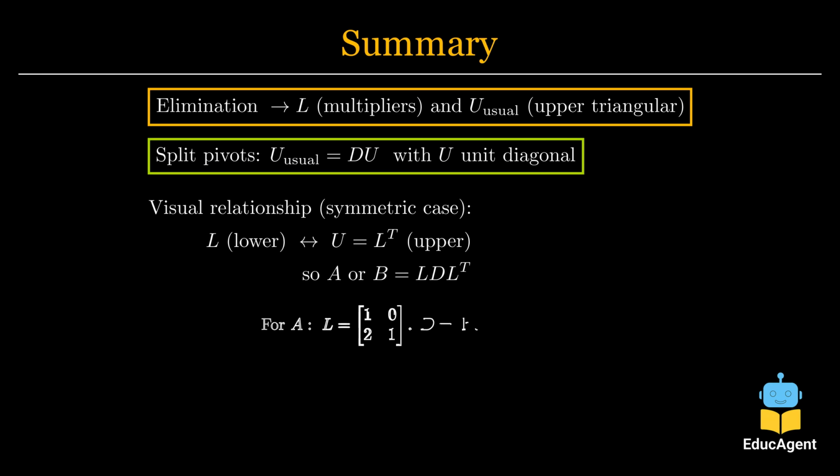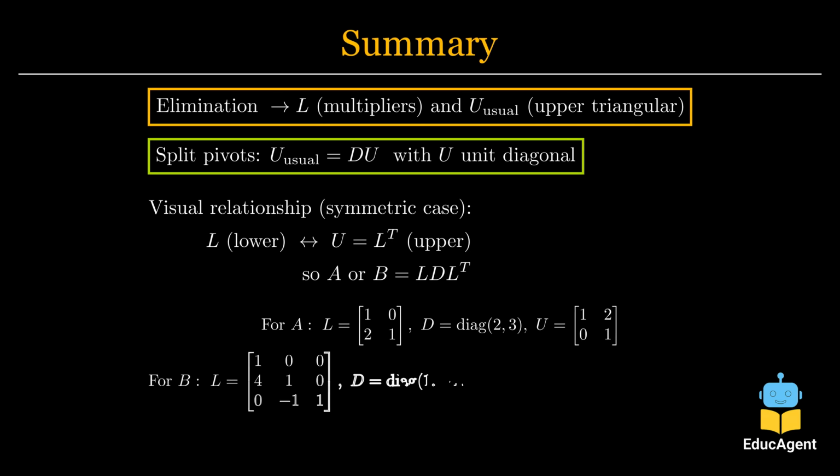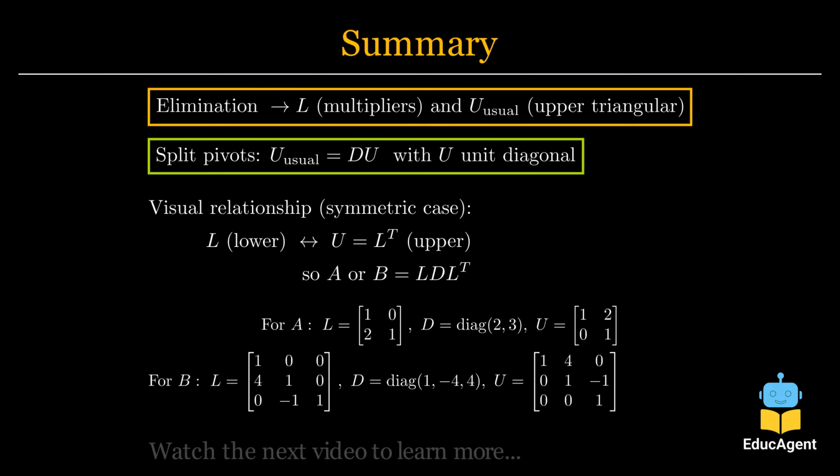These two examples show the same pattern. Compute multipliers, read off pivots, and the symmetry forces U to match L transpose. Watch the next video to see how row exchanges, zero pivots, and stability issues change the picture, and how to adapt LDU when elimination can't proceed so cleanly.